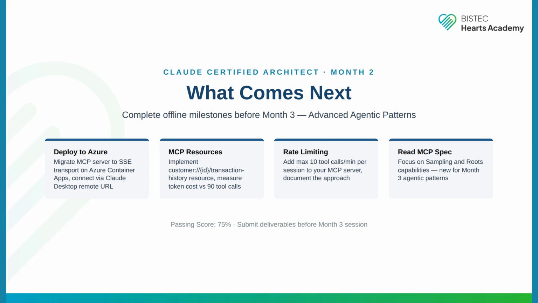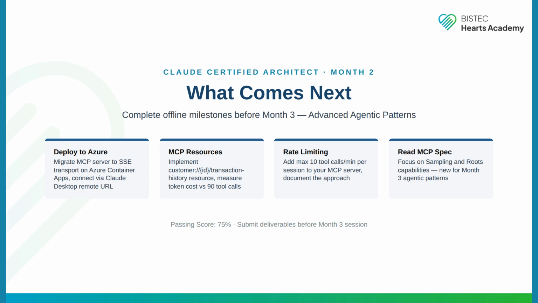Month 3 moves from tools that call databases to agents that call other agents. Multi-agent orchestration, Claude to Claude, sampling through MCP, and the architectural patterns for building reliable agentic workflows in production. The same SalonPay scenario continues. You'll extend the support agent to autonomously resolve dispute cases across multiple specialized subagents.